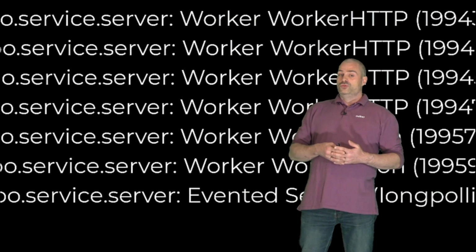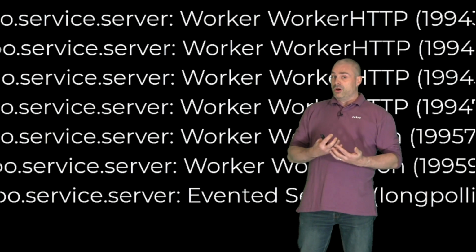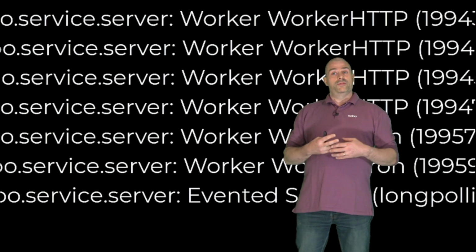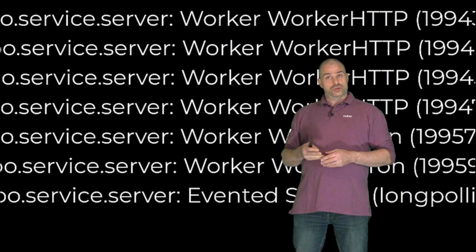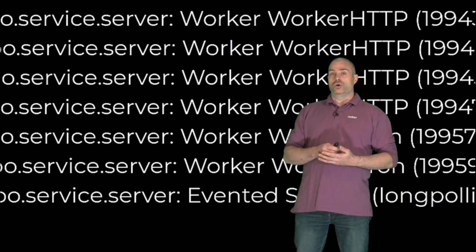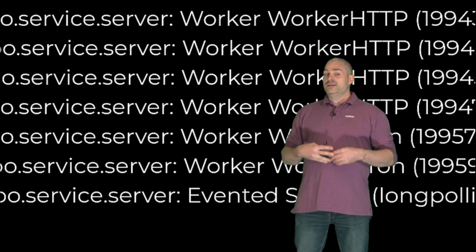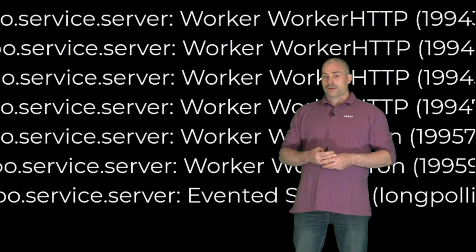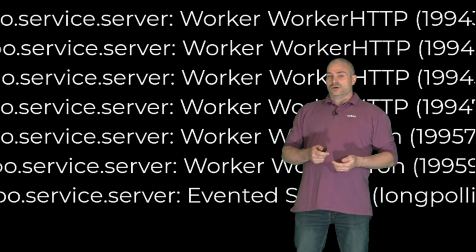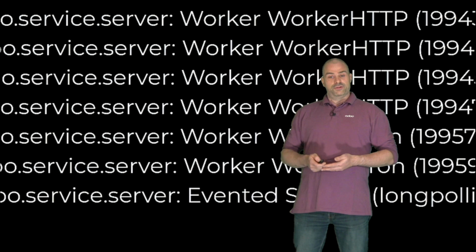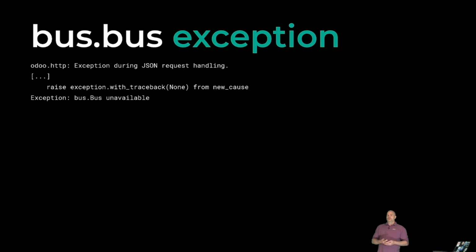You have two kinds of workers you can choose the number of. The regular workers, which will handle the HTTP requests, and the cron workers, which will handle the cron jobs. And you have a third worker. You don't have control on this worker. It's called the long polling worker. You can notice that when Odoo starts, this long polling worker is running on a different IP port. If you use Odoo this way, you will notice in your logs a bus.bus exception. Here is the message you will get in your logs.